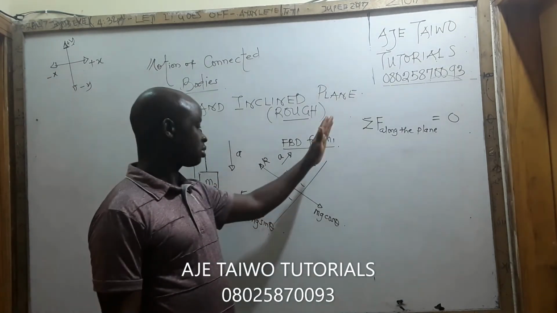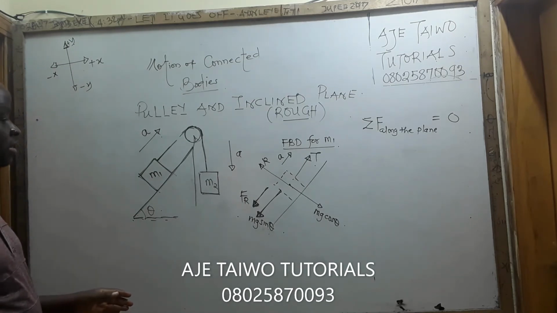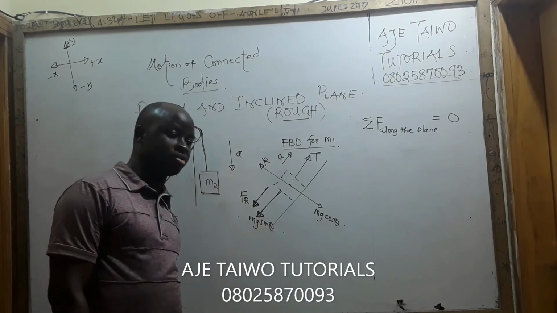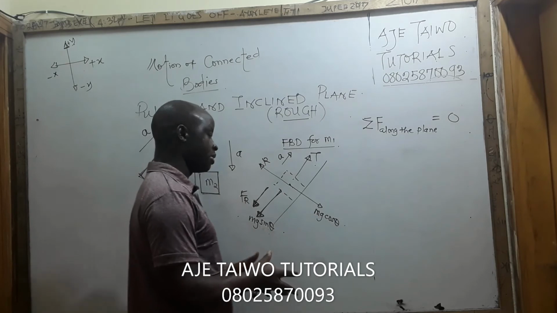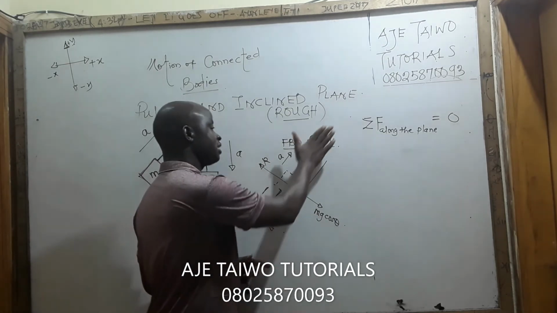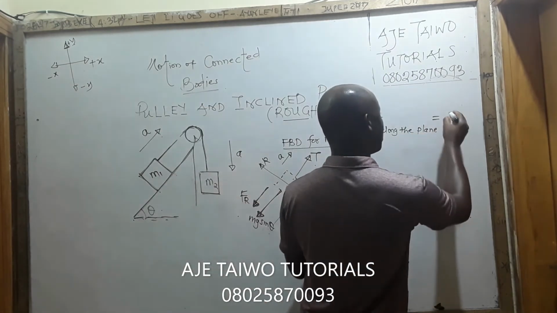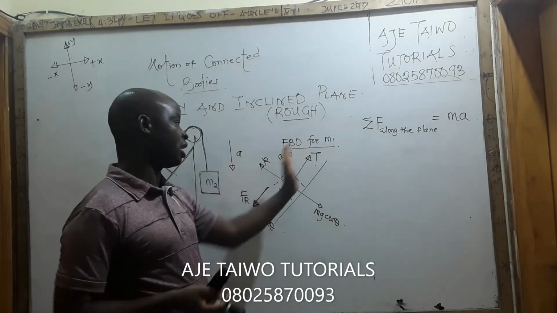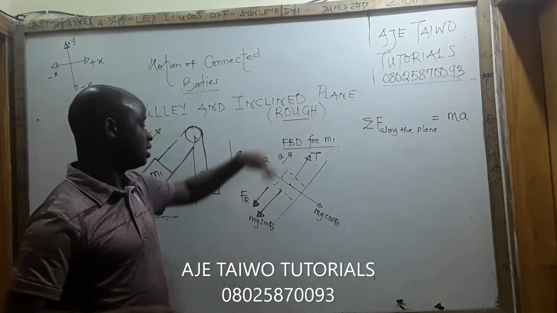Let's take upward as positive force, and let's take downward as negative force. Okay? I want to recap that. Anything that is going up, let's take it as positive force. Equals to 0. Sorry, equals to MA. It can't be 0 now, because there's a motion along this plane. It's going up. So let's take anything up, positive, anything down, negative.